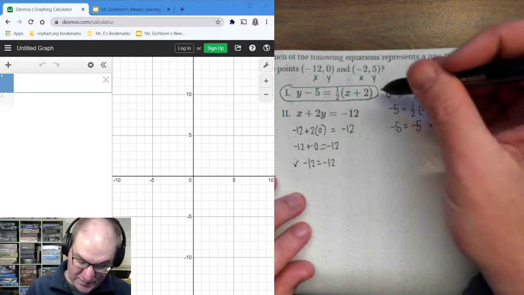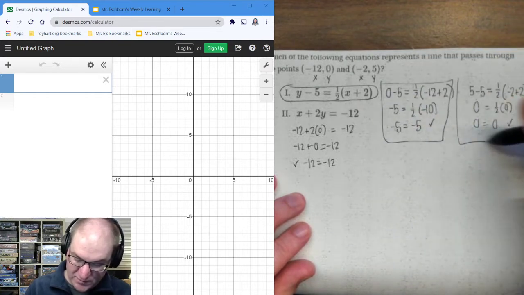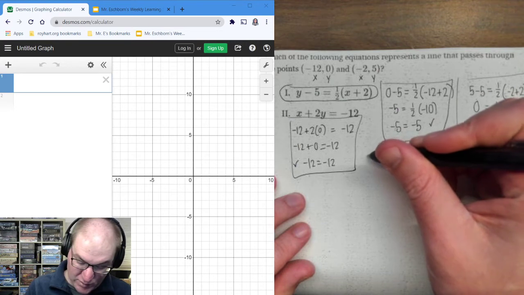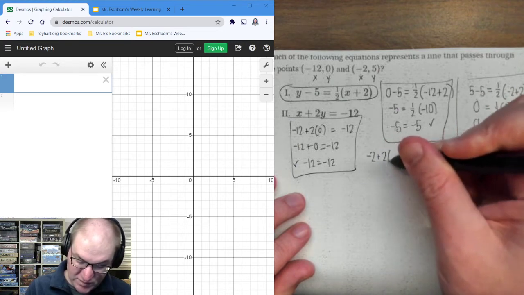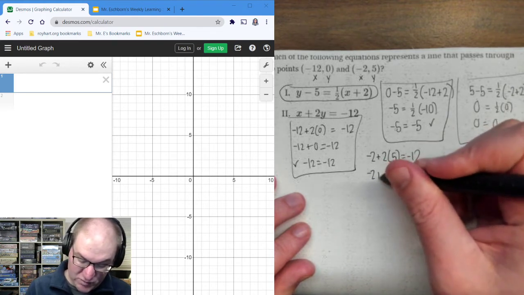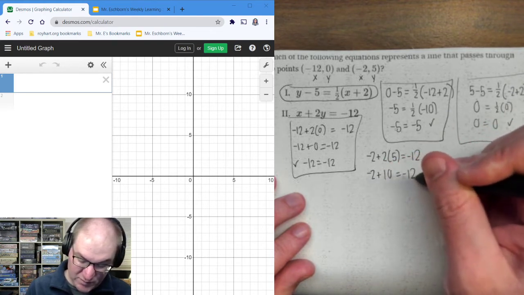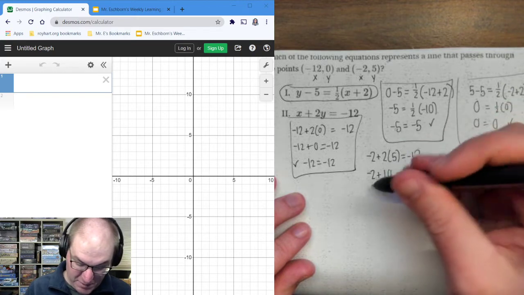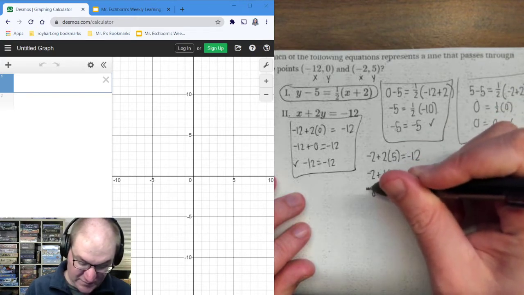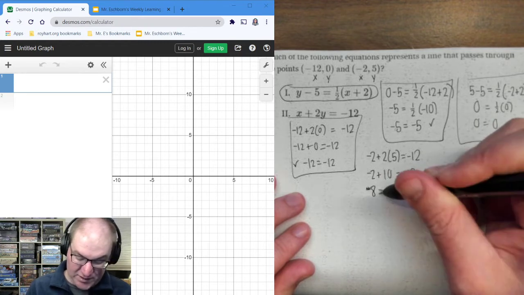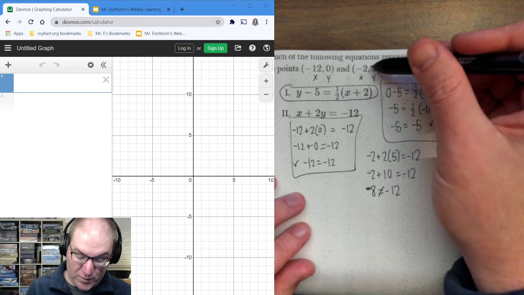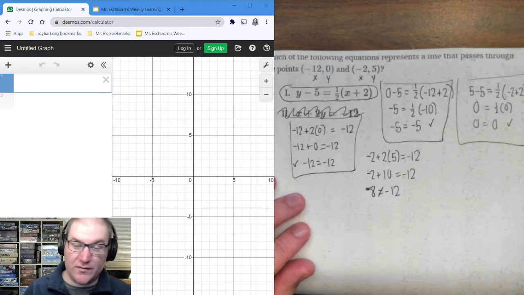And then the second point, I'm trying to separate my work here for you. So -2 plus 2 times 5 equals -12. -2 plus 10 equals -12. -2 plus 10 is 8, which is not equal to -12. So this equation does not work for this point.